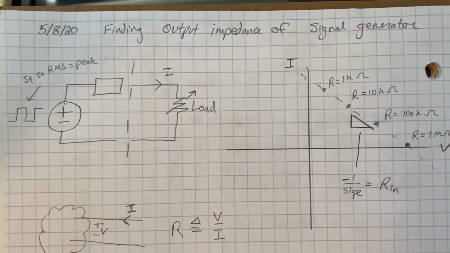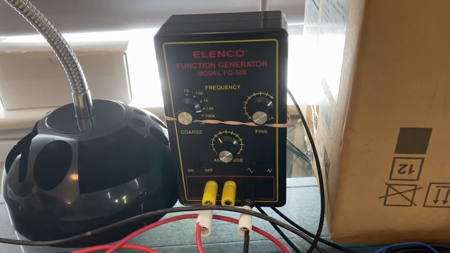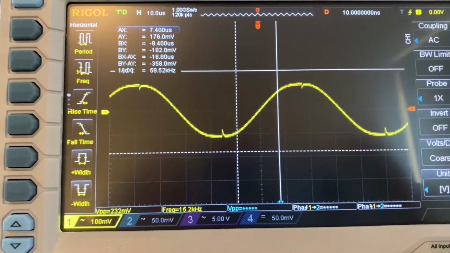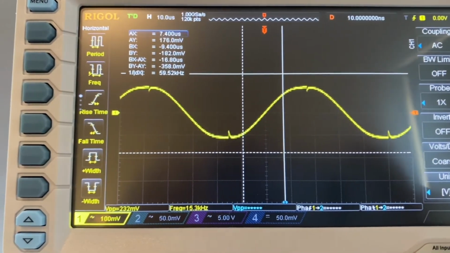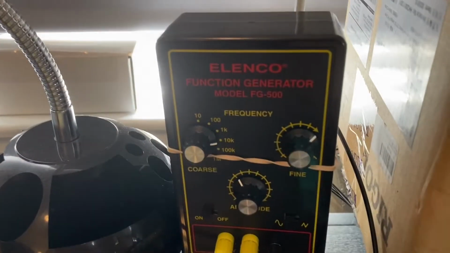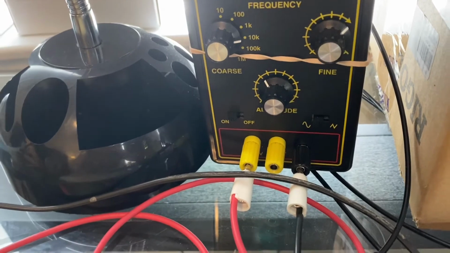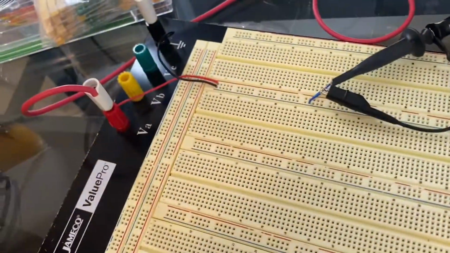Today I'm going to find the output impedance in my signal generator, this piece of junk right here. I say that because it gives me these waves that don't really look too sinusoidal. There's a bunch of blips in them, and this thing isn't too accurate with everything, and amplitude changes with the load and whatnot. But it's good enough for a little experiment here.